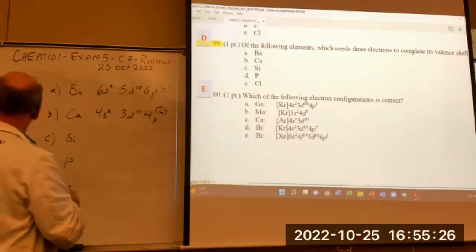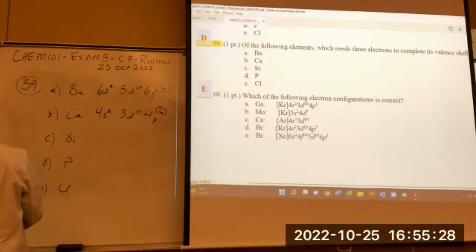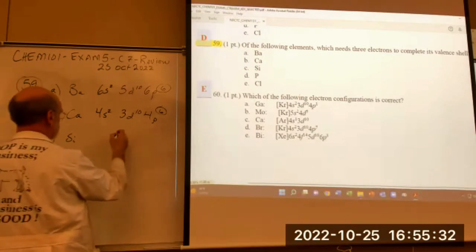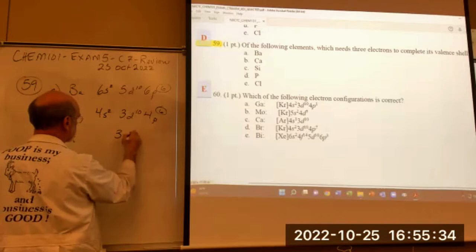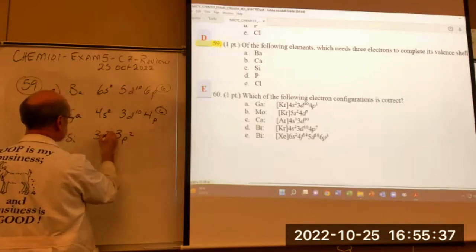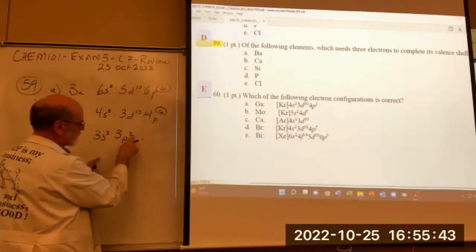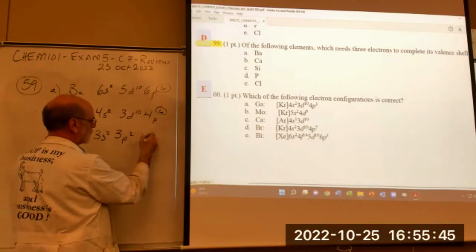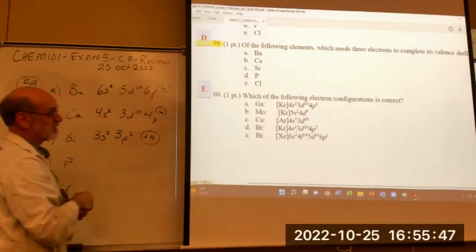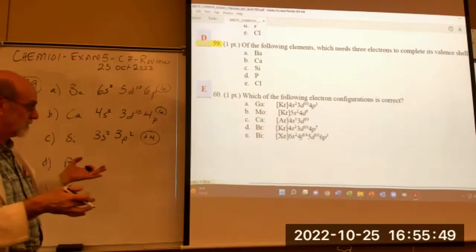Silicon. Silicon is 3s2, 3p2. Right, 3p2. So this one needs four more to complete its shell. Right, so it can't be silicon.